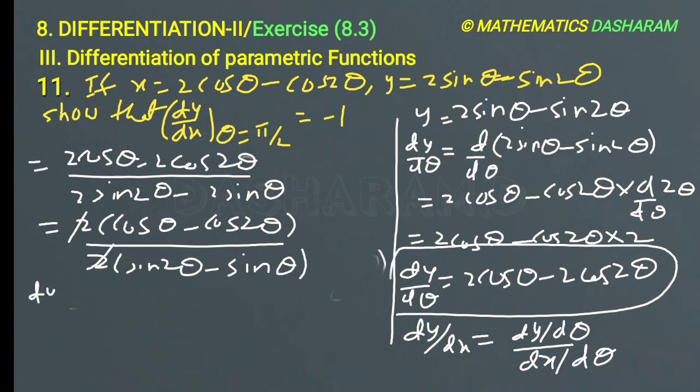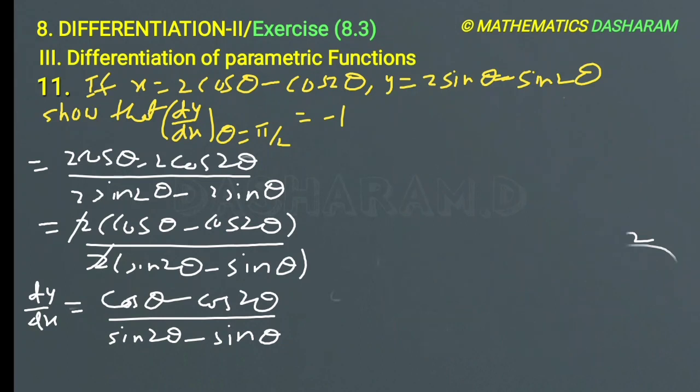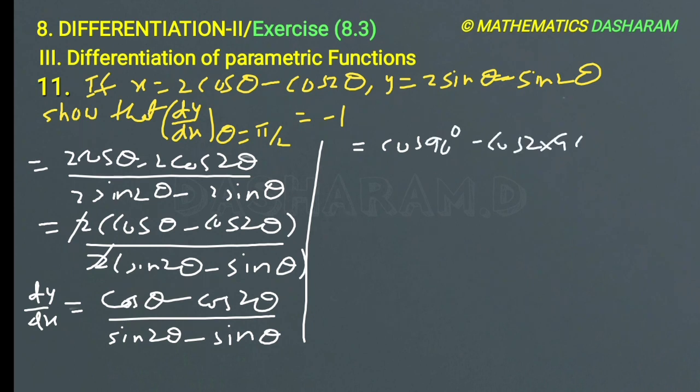Then dy by dx equals (cos theta minus cos 2 theta) divided by (sin 2 theta minus sin theta). So finally we got the dy by dx. Now substitute theta equals pi by 2 to find the value of dy by dx. So cos pi by 2, that is 90 degrees, minus cos 2 into 90 degrees, divided by sin 2 into 90 minus sin 90.